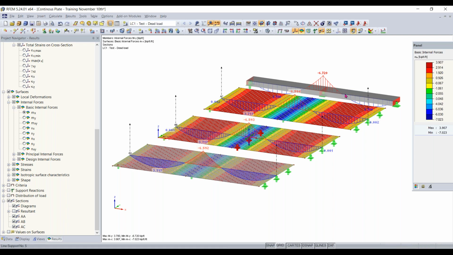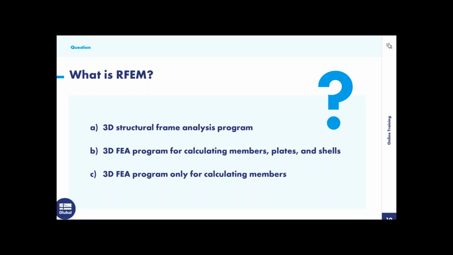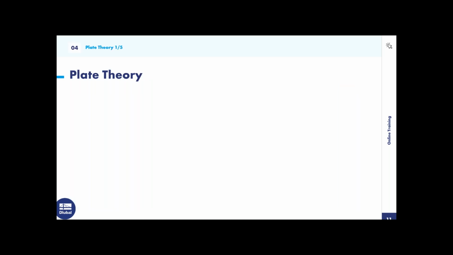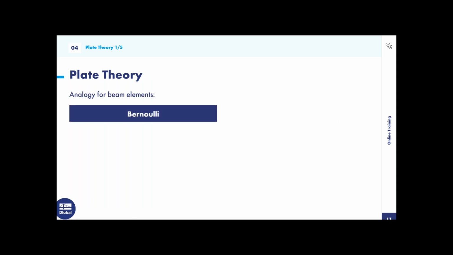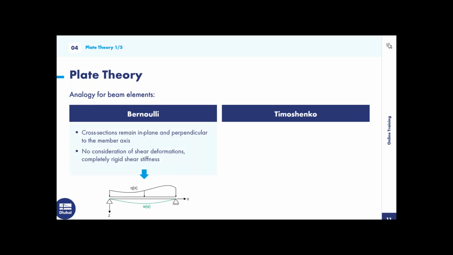And now to go back to the PowerPoint, we are going to go over and compare two plate theories. So basically, to help you understand, I will use beam element theories as an analogy. The first theory we have is Bernoulli's, and then the second theory we have is the Timoshenko theory. And we're going to compare these.